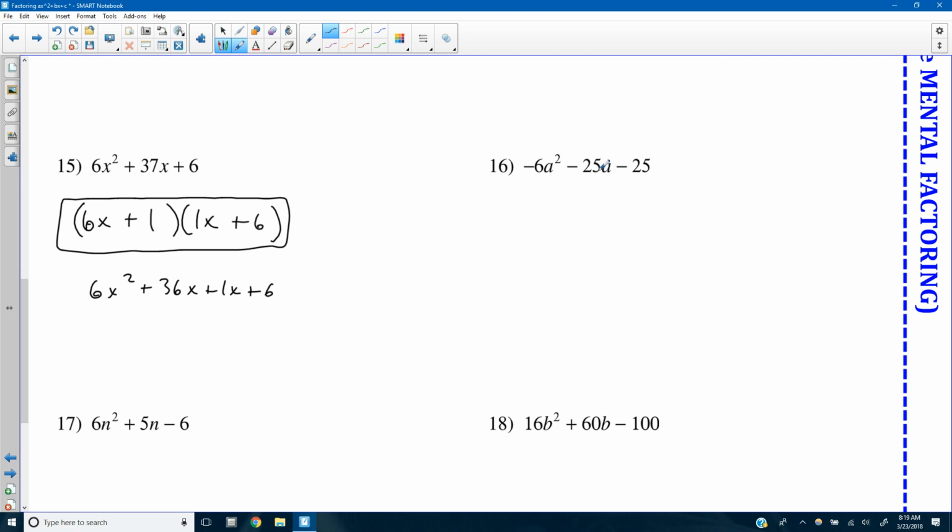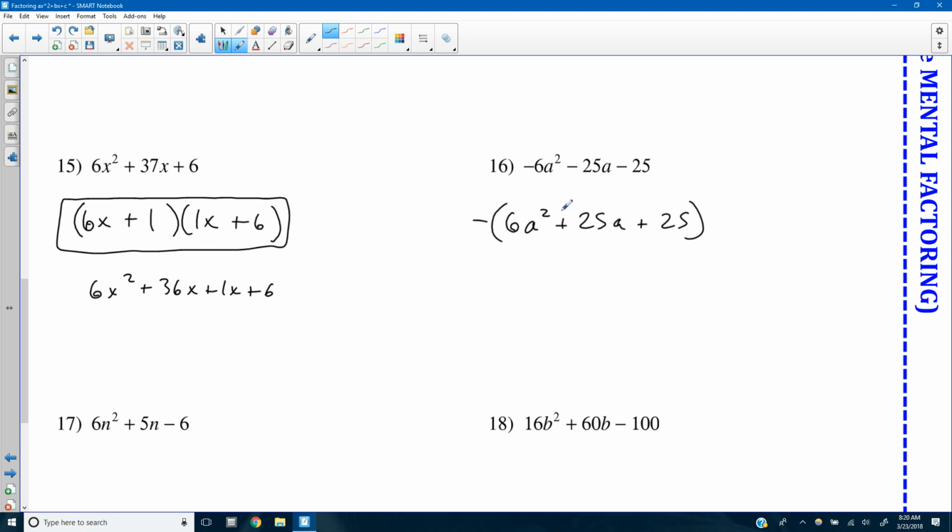Now, there's no common factor. But what? Factor out this negative. You'll thank me later. Factor out this negative. Plus 25a plus 25. By the way, if this answer is not factorable, I won't write not factorable for this because I did factor out something. I factored out a negative 1.